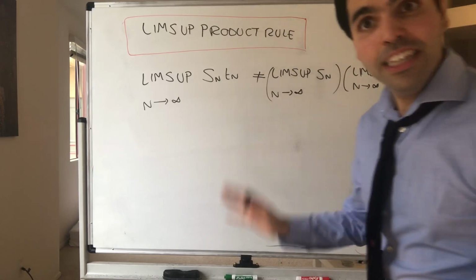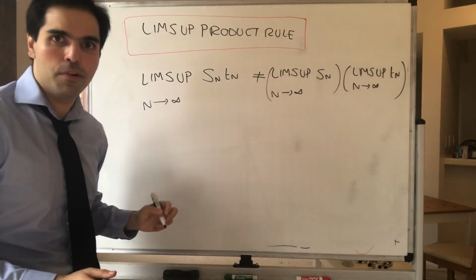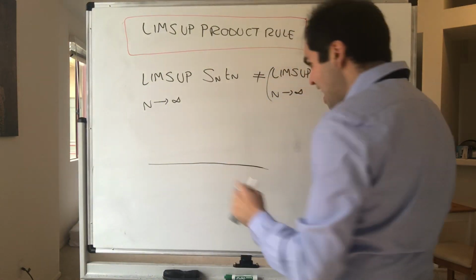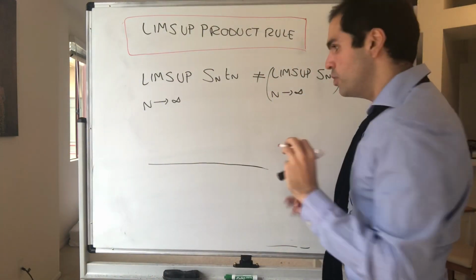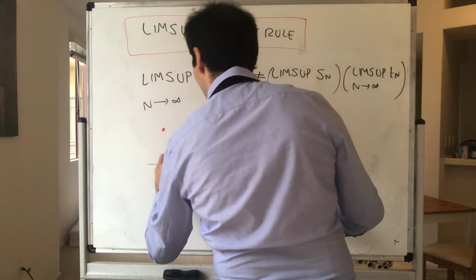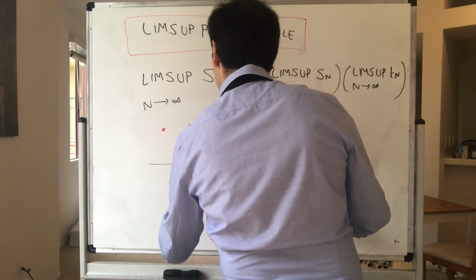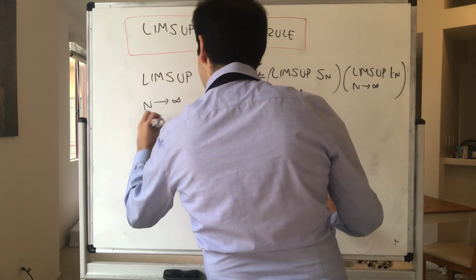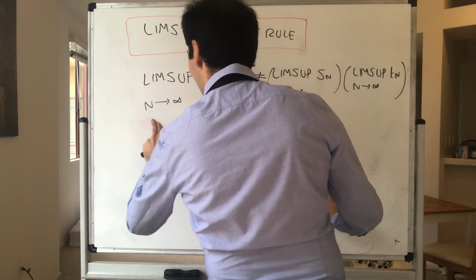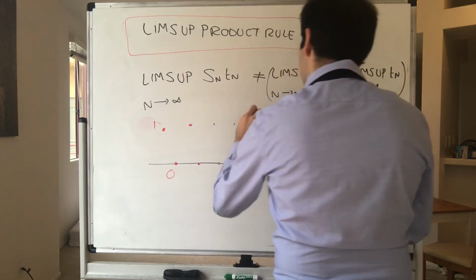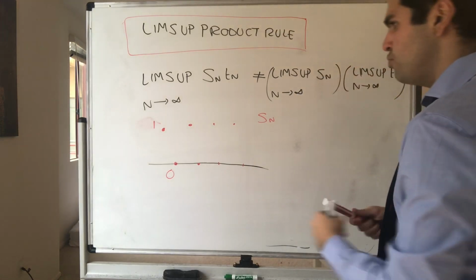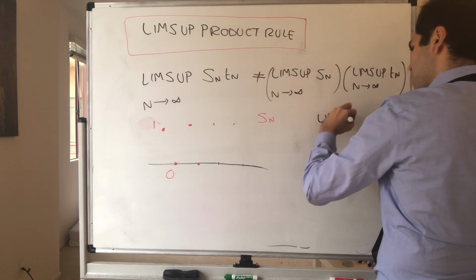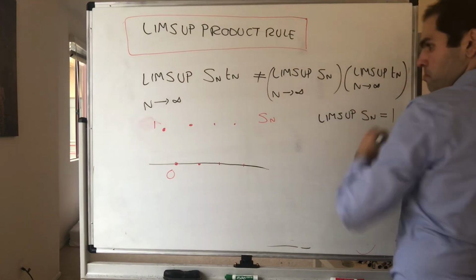And in fact, let me give you a very nice counterexample. So consider the following sequence. Sn alternates between 1 and 0. So 1, 0, 1, 0, 1, 0, 1, 0. So this is Sn. Again, it goes between 1 and 0. And in particular, the Limsup of Sn, so the biggest possible limit of Sn, is just 1.